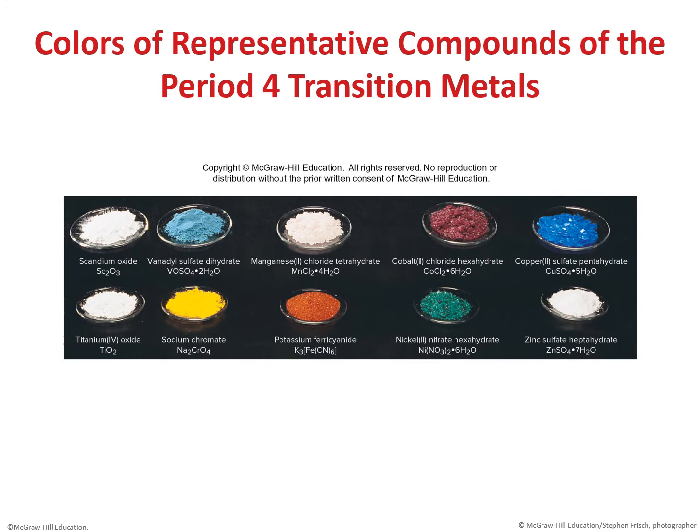And this is showing you again some of these representative compounds, and how they have different colors. For instance, this manganese chloride tetrahydrate is white in color, but this copper sulfate is blue in color. Nickel nitrate is green in color. So they can have multiple different colors depending on how and what they are interacting with.